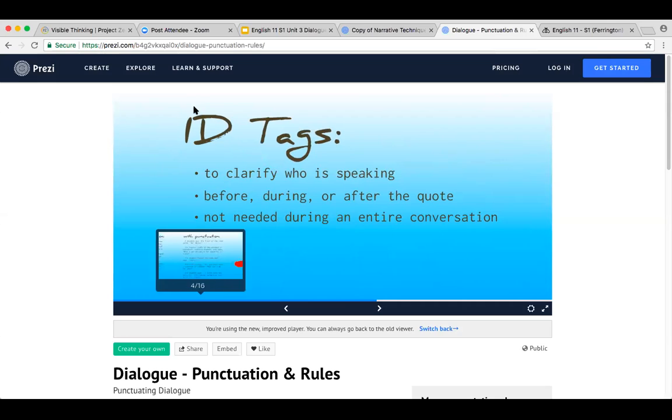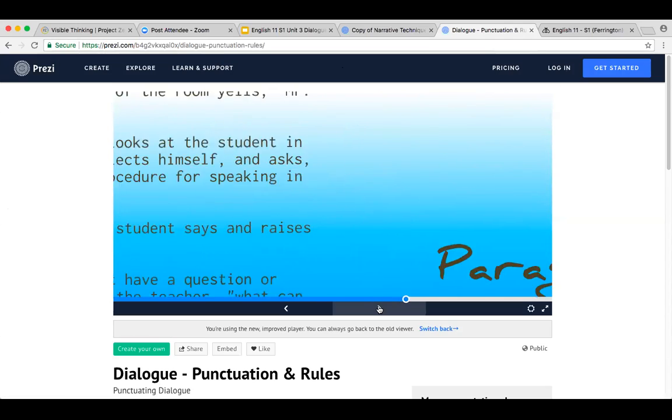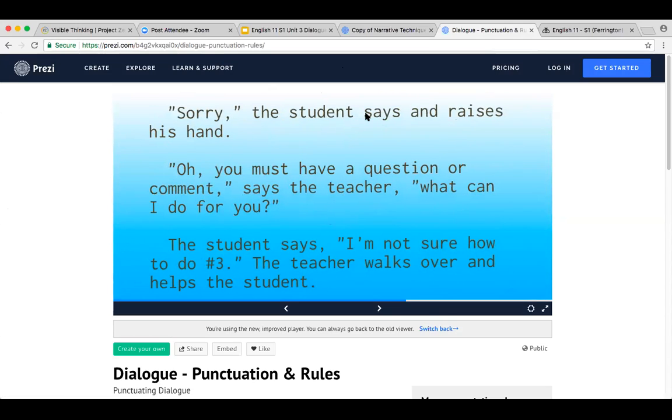The next thing that you have to have are ID tags. The ID tags clarify who's speaking. It is before, during, or after the quote, and it's not needed for the entire conversation. If you're going back and forth between two people talking, you don't have to put an ID tag every single time they talk, but you definitely want to make sure that the reader can understand who is saying what. "Mr. White," the student says, and raises his hand. This is the ID tag right here, where it says the student says.